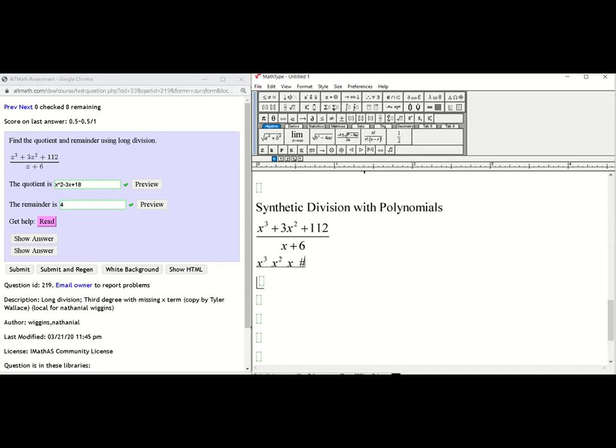Do you guys still use a hashtag as a number sign? An octothorpe. There you go.